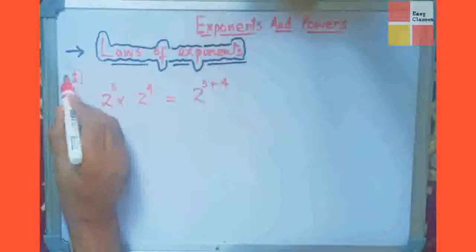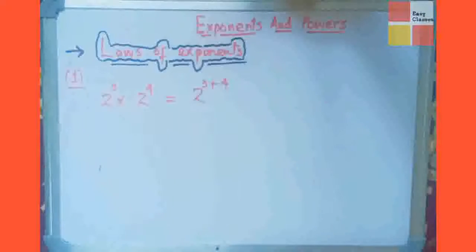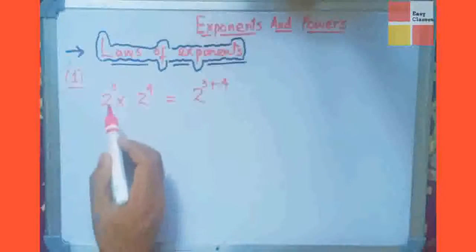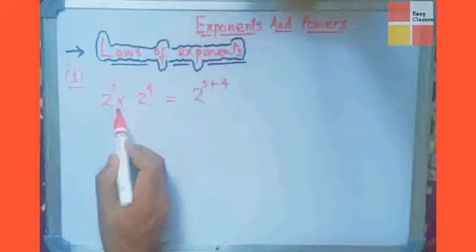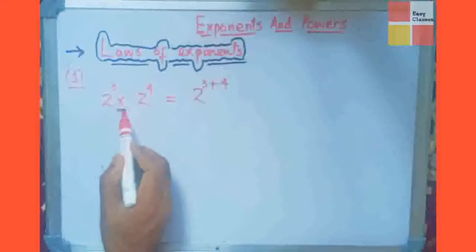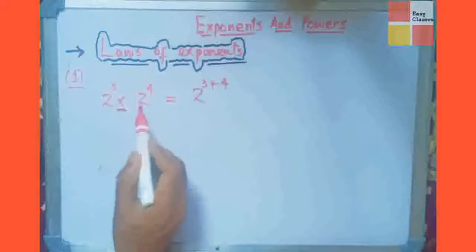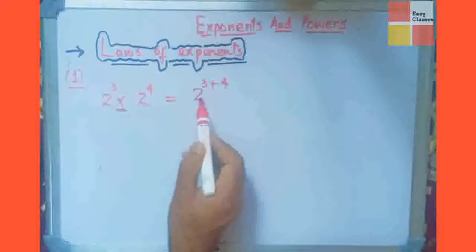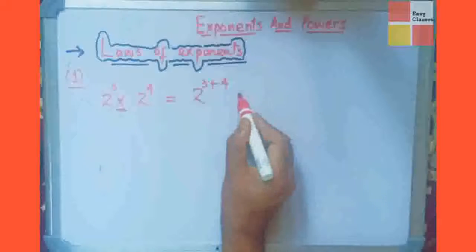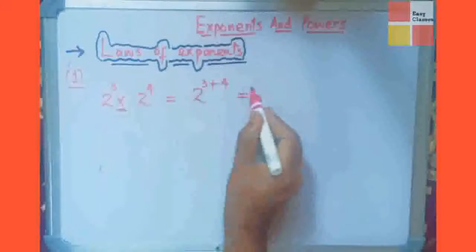Law of exponents is the next. Let's talk about this first law of exponents. I have written here 2 raised to power 3 into 2 raised to power 4. Remember that this is an operation of multiplication. 2 raised to power 3 into 2 raised to power 4 is equal to 2 raised to power 3 plus 4. That is equal to 2 raised to power 7.